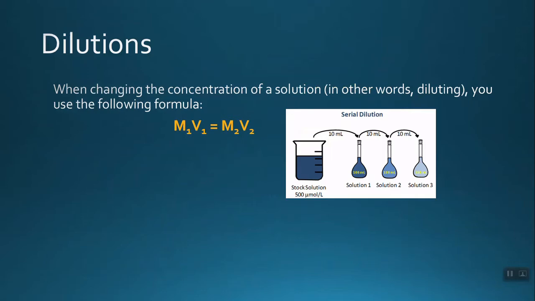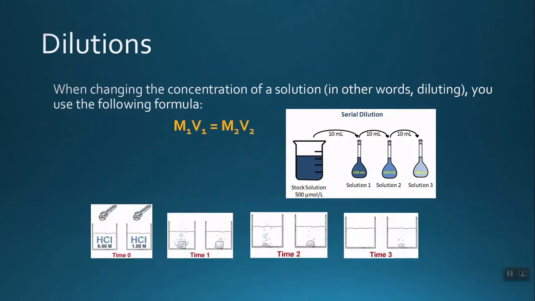Next, we're going to talk about dilutions. Sometimes we want to change the concentration of a solution because maybe the concentration is too strong. For example, when I get hydrochloric acid from Flynn, it's 12 molar acid, and you guys know that I won't let you guys use 12 molar acid, so I dilute the solution myself.